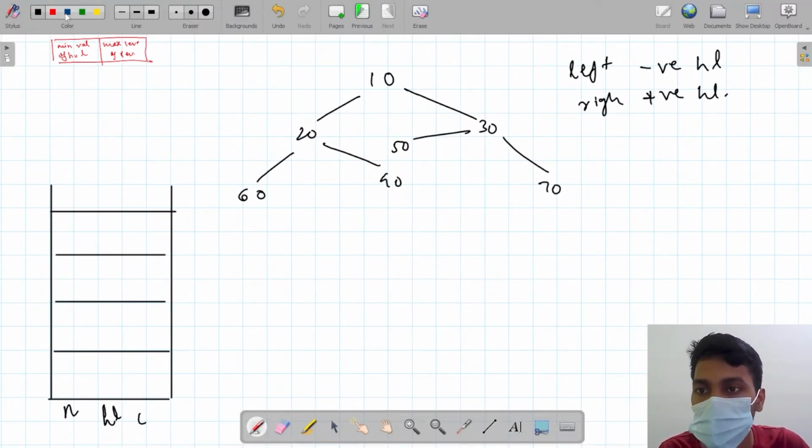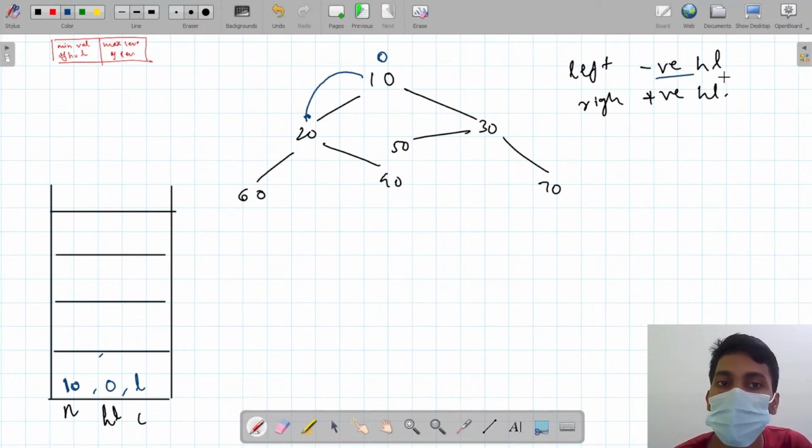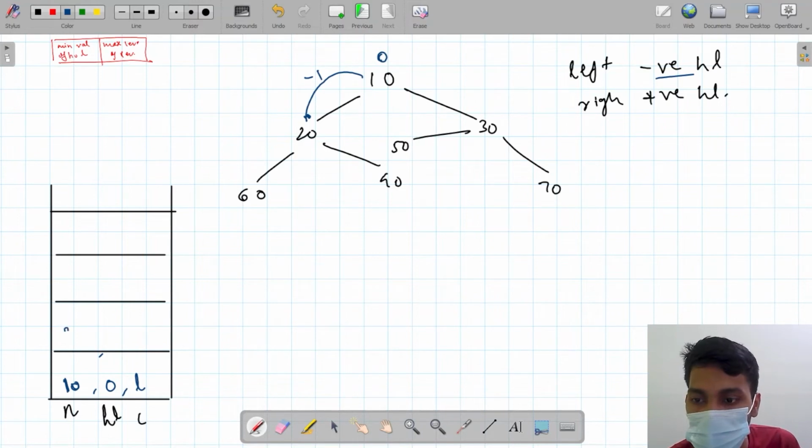Initially, I was standing at this position. Here, my horizontal level was 0. So 10 made a call: 10's horizontal level was 0, and it made a call to its left child. While coming to this left child, we are using a negative value, that is -1. So when I reached 20, I had my horizontal level as -1.